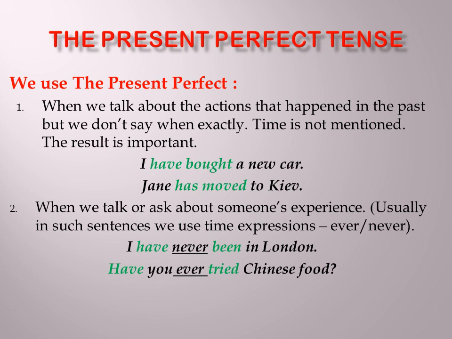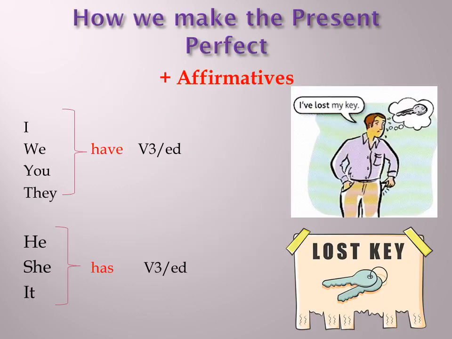Also, we use the present perfect when we talk or ask about someone's experience. Usually in such sentences, we use the time expressions ever, never. Look at the examples. I have never been in London. Have you ever tried Chinese food? So now let's speak about how we make sentences in the present perfect.